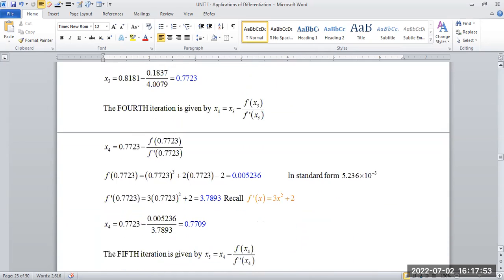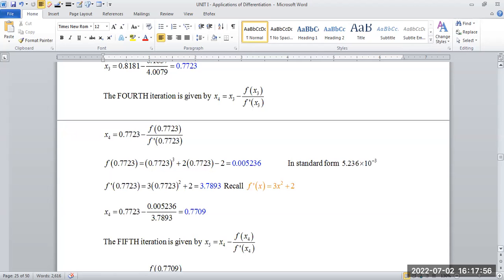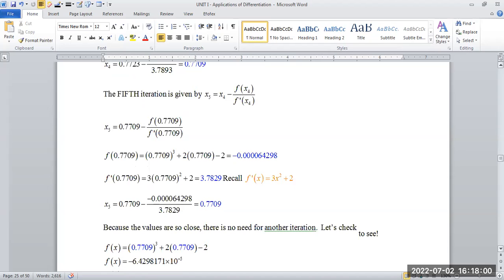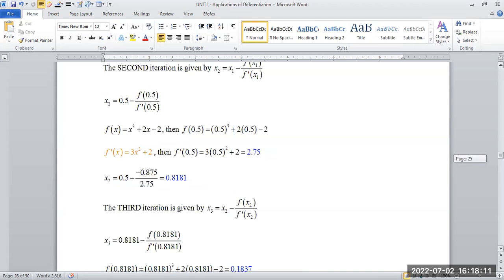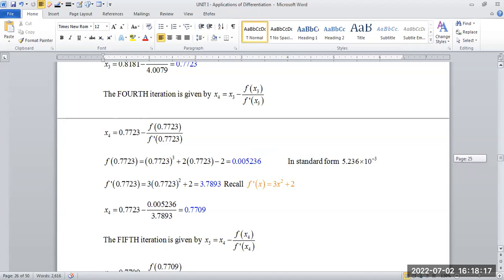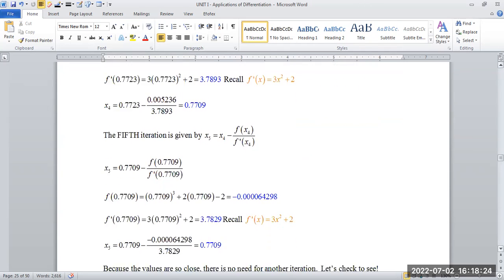My fourth iteration is 0.7709. So I don't need to do another iteration because my fourth iteration is 0.7709, and my fifth iteration is 0.7709.